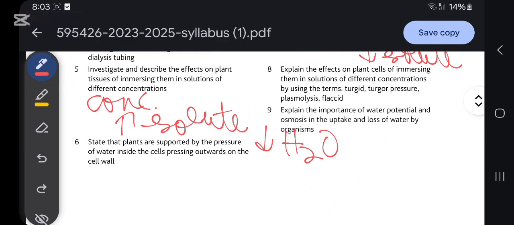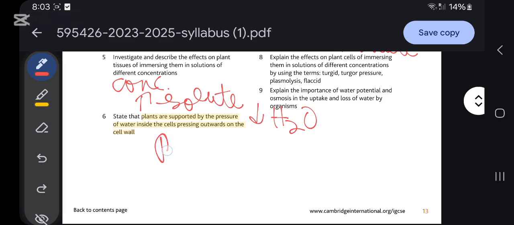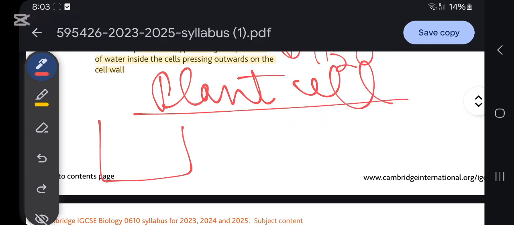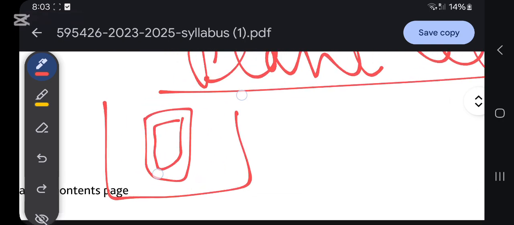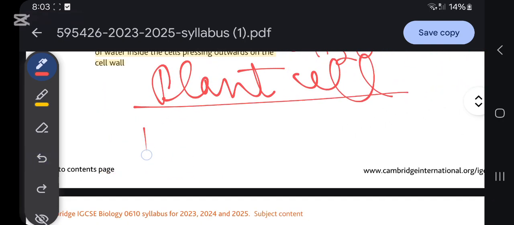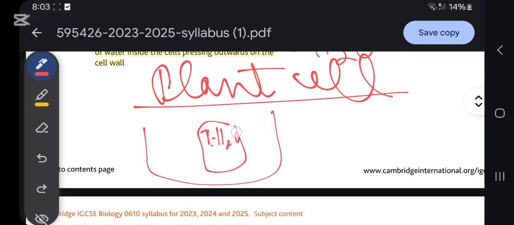Okay, so you should know that plants are supported by the pressure of the water inside the cell pressing outwards on the cell wall. The reason for this is as follows. If we place a plant cell in a solution, and I'll draw the plant cell bigger, the plant cell has more water and the outside has less water. So the plant cell is dilute and the outside is concentrated. Concentrated means this has more solute.